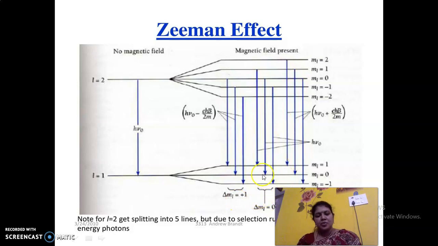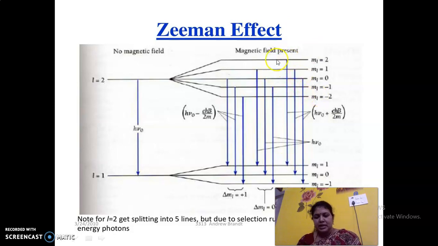So how do you understand this? Consider these 3 transitions in the middle. They are from 1 to 1, 0 to 0, -1 to -1. That means del ML value is the difference between the final ML minus initial ML. So it is 1 minus 1, 0. 0 minus 0, 0. -1 minus -1, 0. So these 3 transitions correspond to del ML value 0 and they give up a single spectral line.